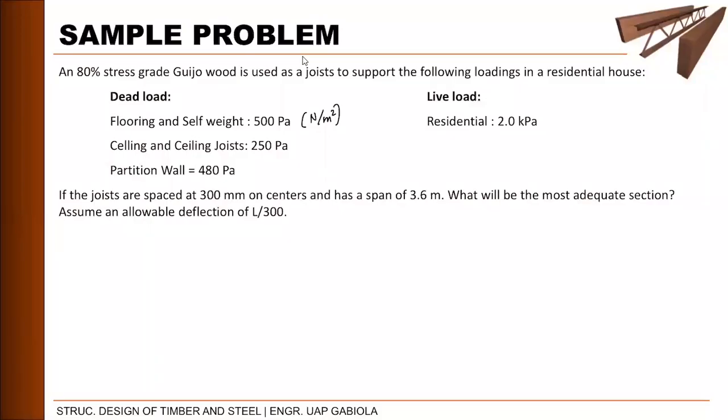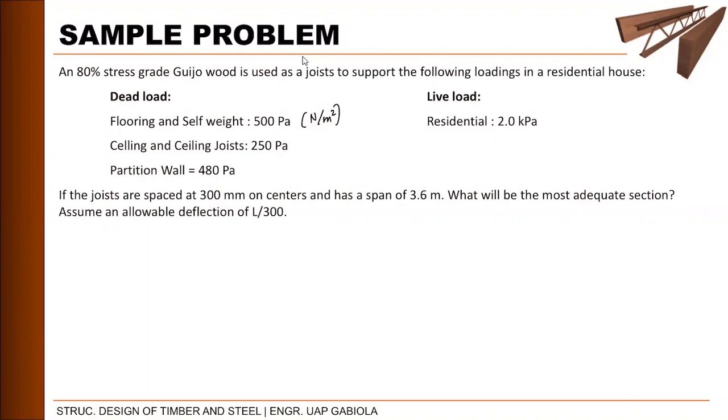Okay, so let's start with the first problem. We have an 80% stress-free Guijo wood used as a joist to support the following loadings in a residential house. So meron tayong given dead load and live load. And we have here, as a dead load, meron tayong flooring and self-weight equal to 500 pascals daw, or equivalent sa Newton per meter squared.